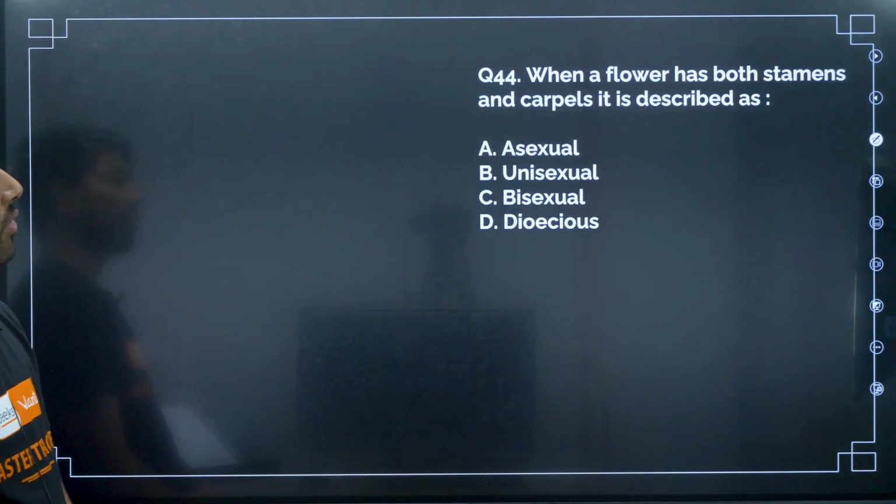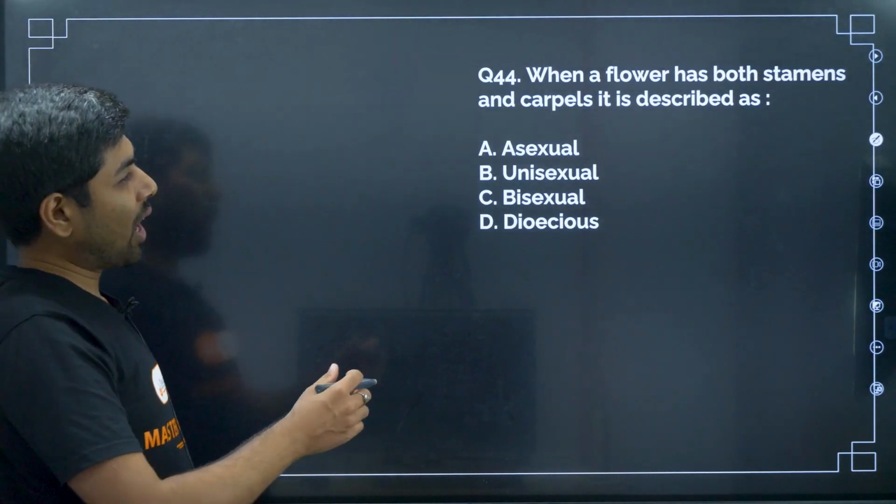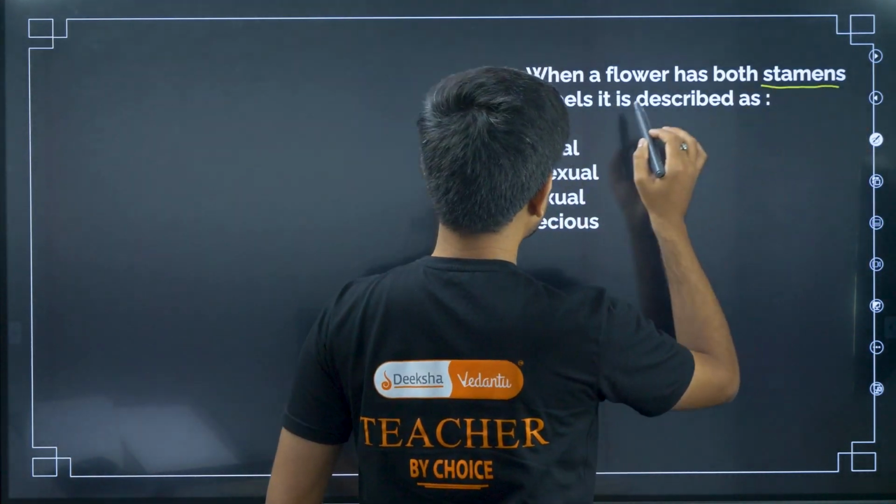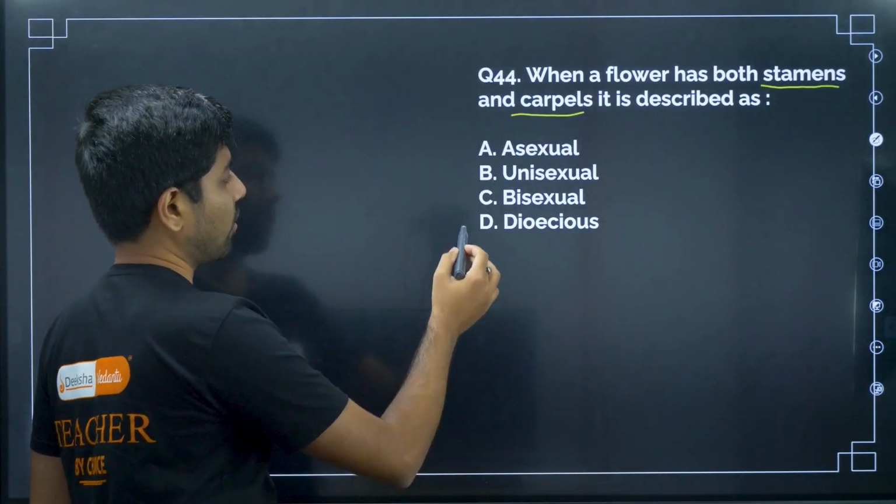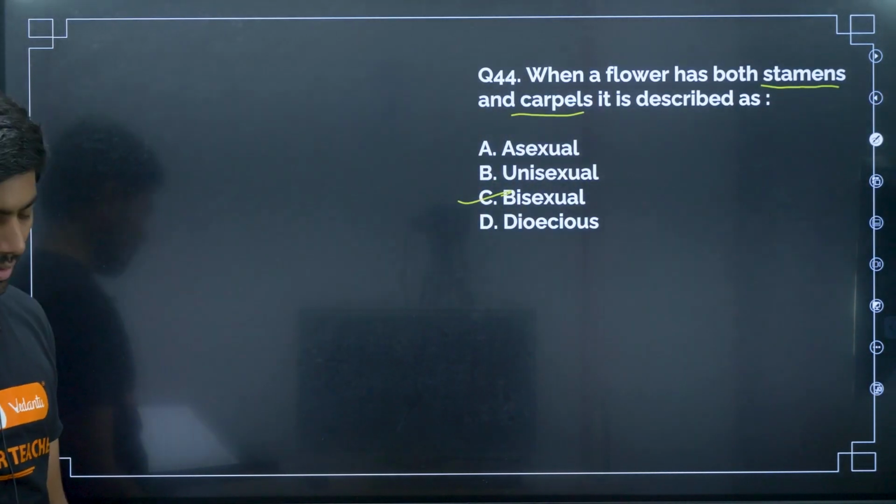Now look at question number 44, another simple question. A flower which has both stamens and carpels is called what? It's called a bisexual flower, correct?